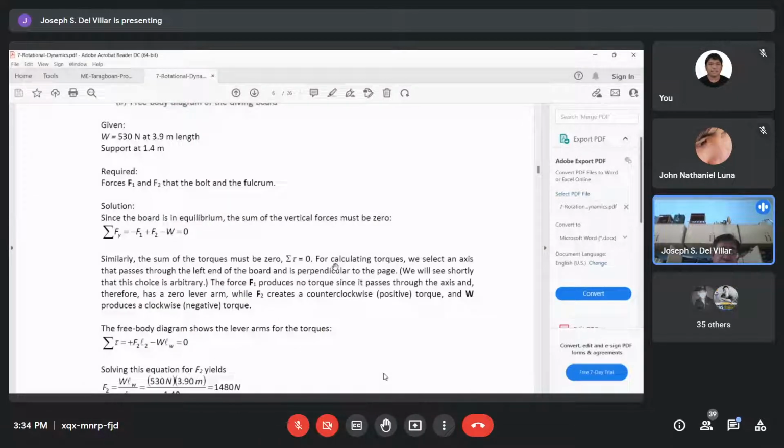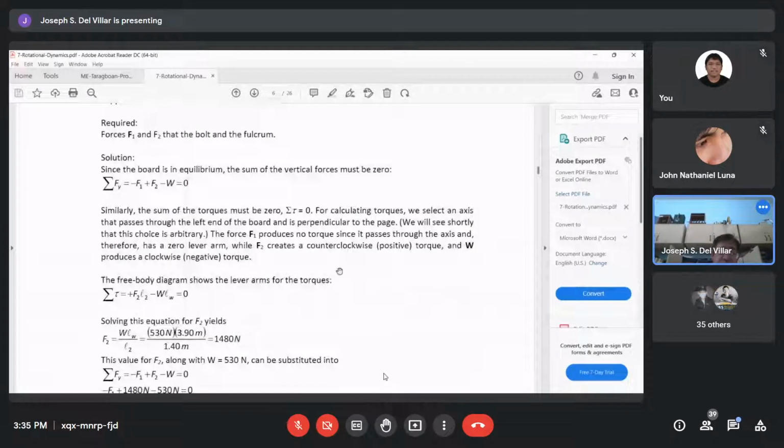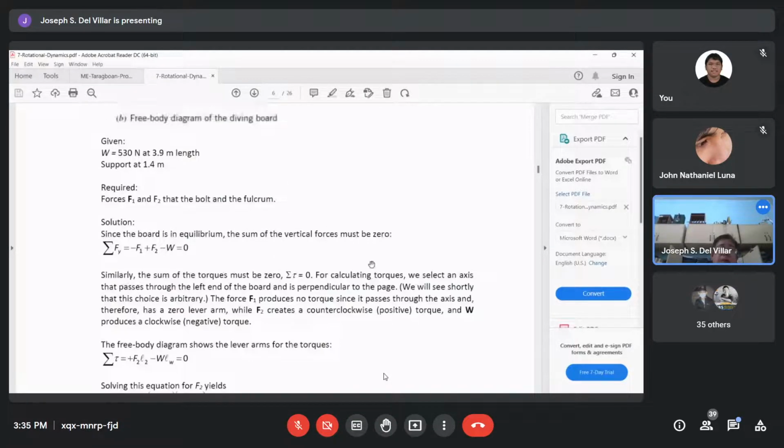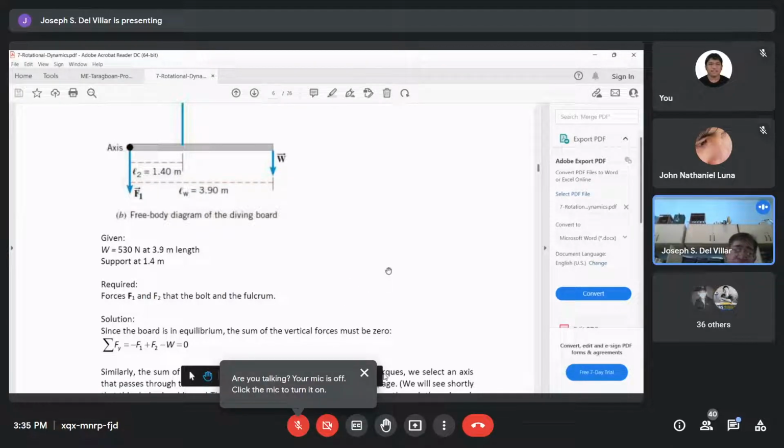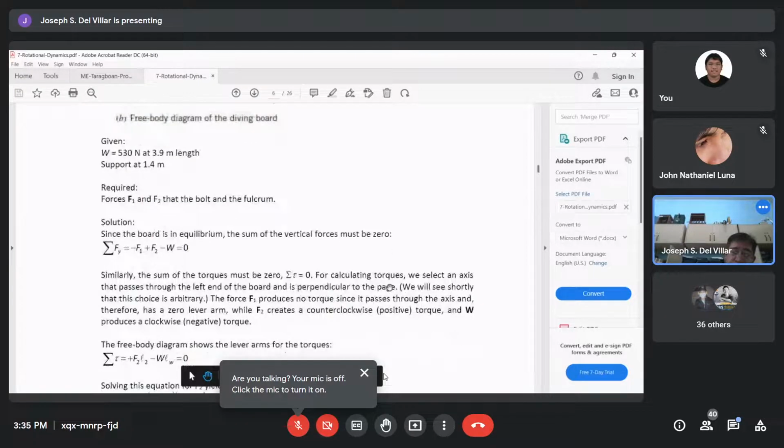But before you start summing the torques, you must decide on the pivot point, the reference point. Which are you going to make as a reference point? You have 3 choices: the bolt, the point where the woman stands, and the fulcrum. So you have three choices before you start the torque equation.